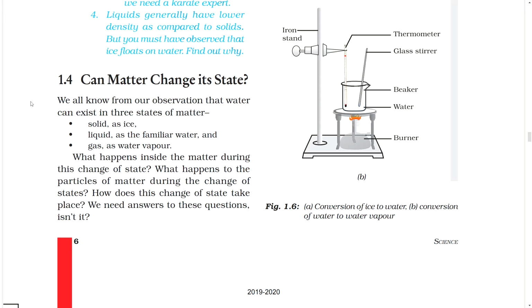1.4 Can matter change its state? We all know from our observation that water can exist in three states of matter: solid as ice, liquid as the familiar water, and gas as water vapor. What happens inside the matter during this change of state?